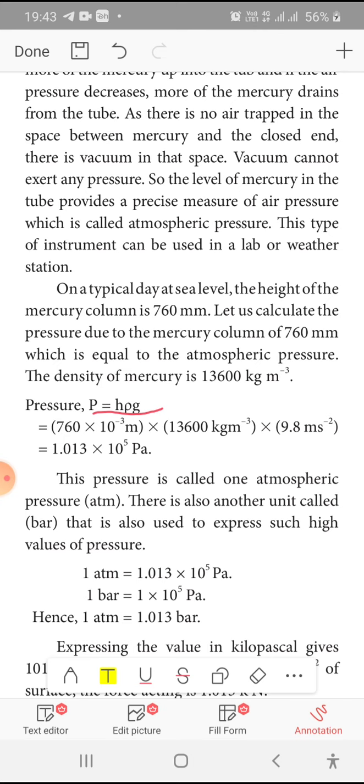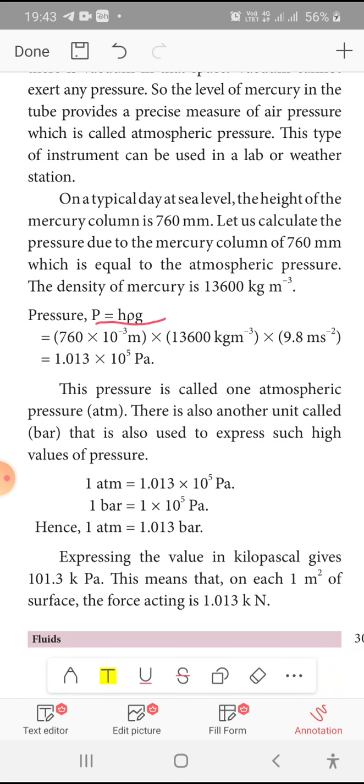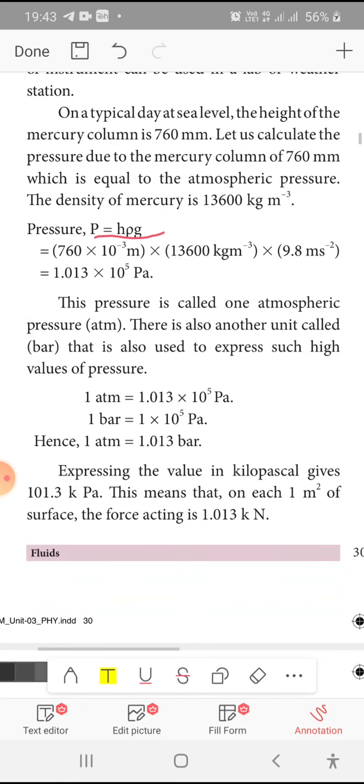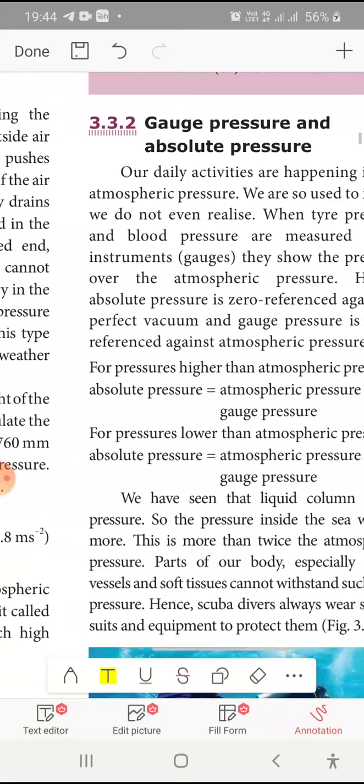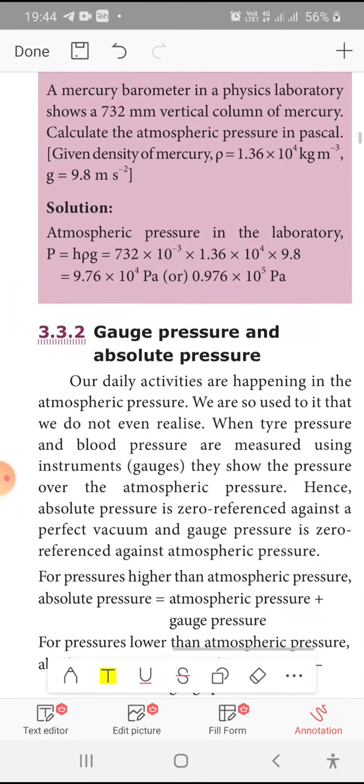So the pressure is called 1 atmospheric pressure, 1.013 into 10 power 5 Pascal. 1 bar is equal to 1 into 10 power 5 Pascal. 1 atmospheric pressure is equal to 1.013 bar. These values are the same. Kilopascal, 101.3 kilopascal, where k means kilo. Or based upon the force, you can say it as 1.013 kilonewton. Let us finish this page alone now.